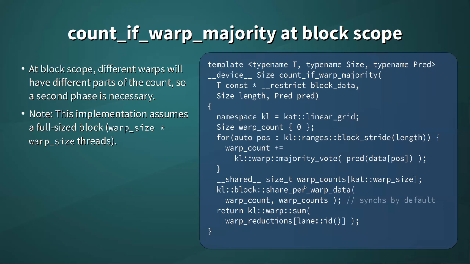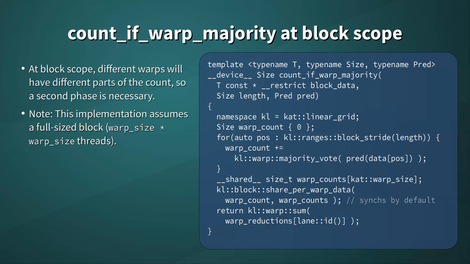And then we use another function from CUDA KAT called share per warp data. What it does is it uses some scratch space that you've given it. Here, the scratch space is warp counts. It could be in shared memory. It could be in global memory. I don't think it can be anywhere else, but the point is it doesn't care. And this is the value that each of the warps provides.